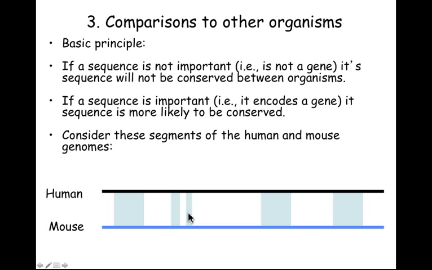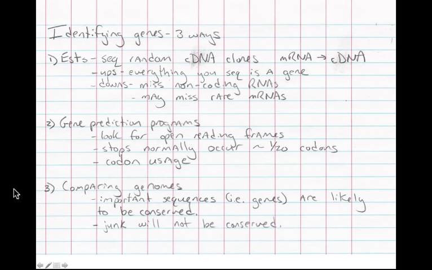are things which have been conserved over millions of years and therefore are probably important and are likely to be genes. Just comparing genomes, important sequences are likely to be conserved, while junk, things that are not genes, will not be conserved. So this is probably close to a third of a lecture that I've gotten down into not much more than about half a page of notes.